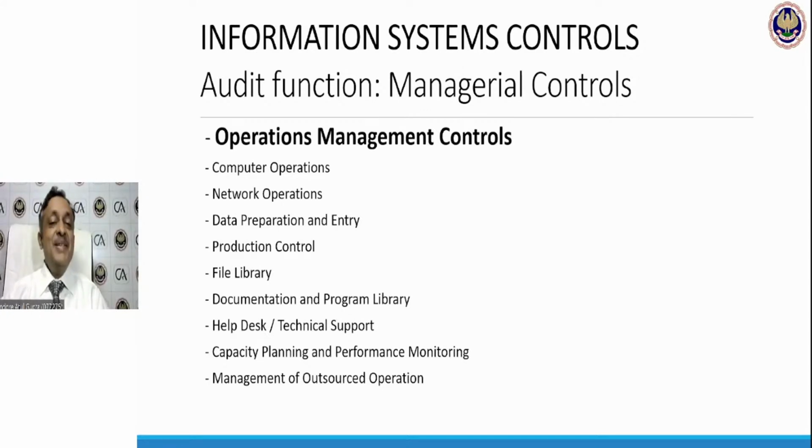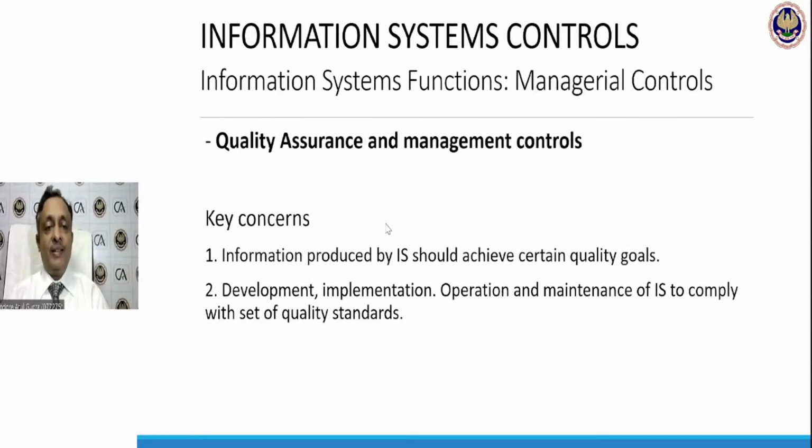So the previous slide is basically corrective in nature. The option given is corrective in nature. Yeah. Then quality assurance and management control. Quality per se is that information produced by the information system should achieve the goals for that information. So that is the quality aspect for information and proper development and implementation of systems. So these relate to the quality aspects of information that is produced through the information system.